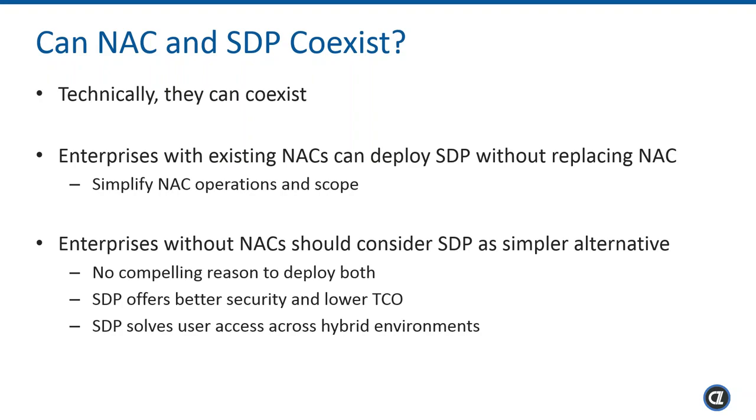What's a more interesting debate is organizations that don't have a NAC but are looking to solve their network security solutions. Then it becomes an either or, and we very clearly see that organizations are shifting away from NAC and looking at SDP because of all the reasons that we've talked about. There really isn't a compelling reason to deploy both of those based on the lower cost of ownership and the better flexibility and the unified support across hybrid environments that the software-defined perimeter provides.